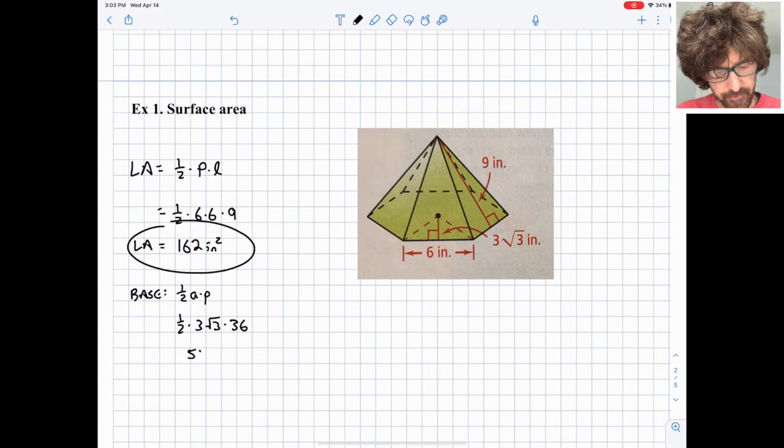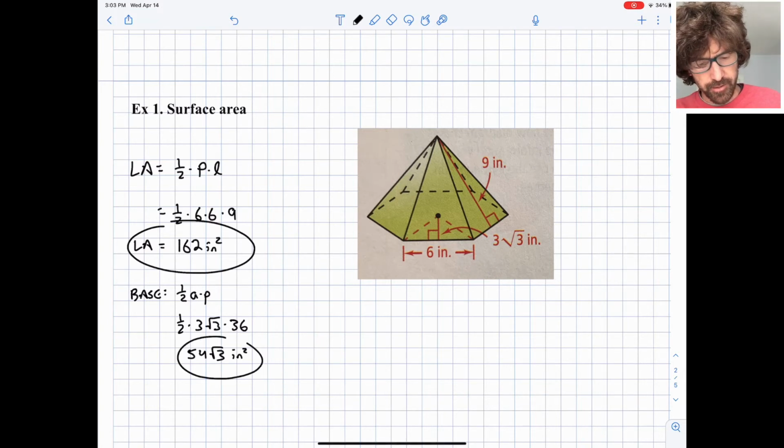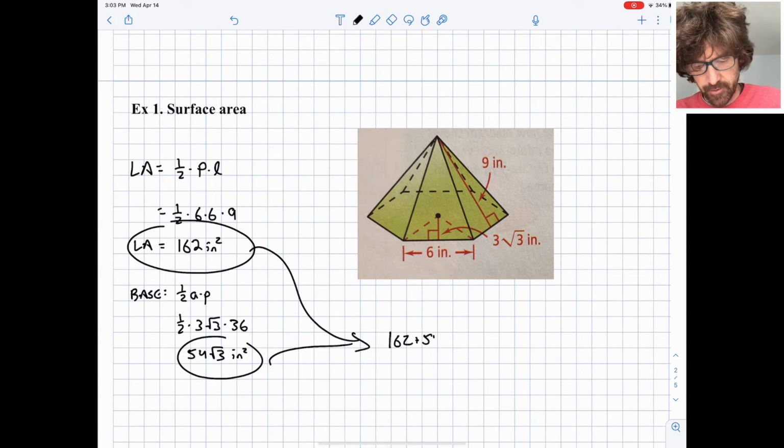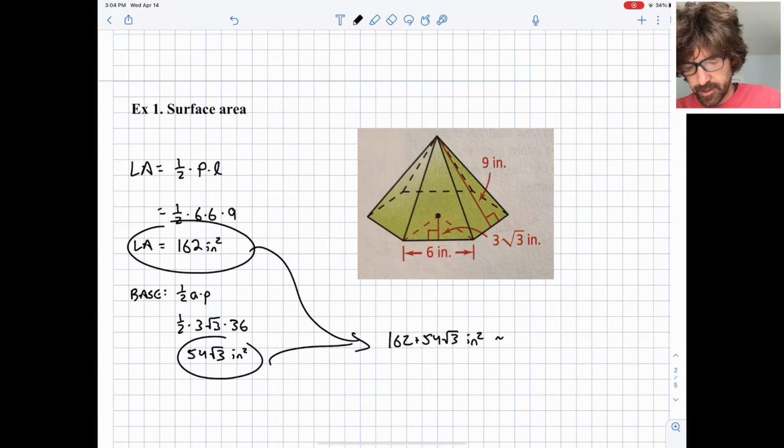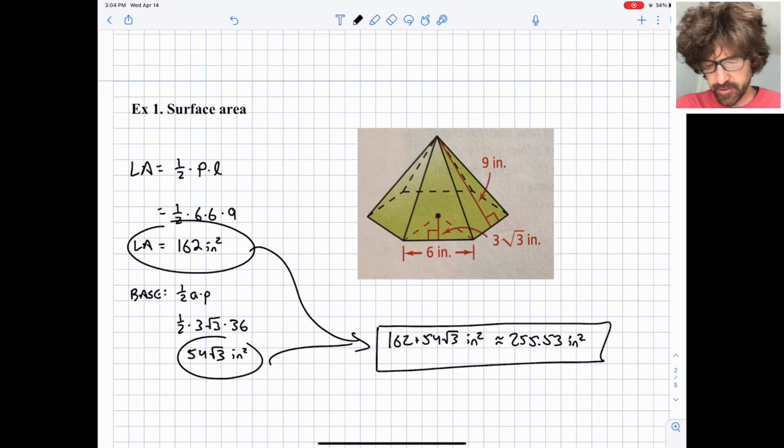So this turns into 54√3. I'm going to keep it as an exact answer in radical form for now: 54√3 square inches. So our total area is simply the sum of those: 162 plus 54√3 square inches. We could certainly turn this into a decimal approximation by adding those two numbers together, and this is approximately 255.53 square inches. Depending on what the book or the test or your teacher asks for, both of those or either of those are legitimate answers here.